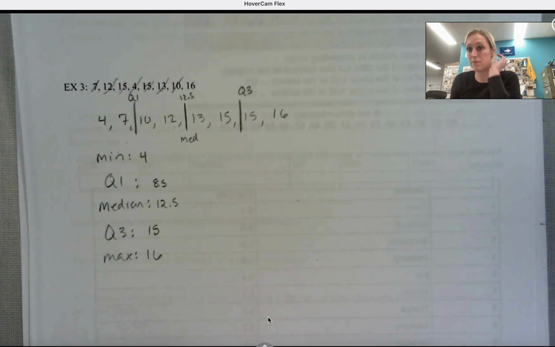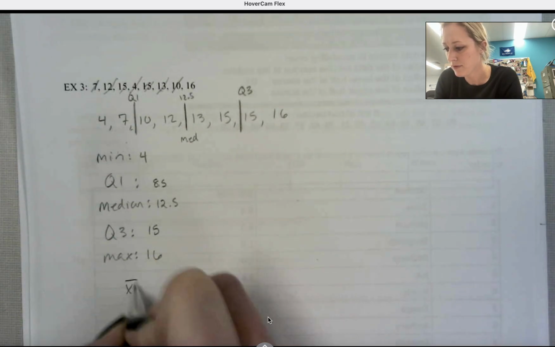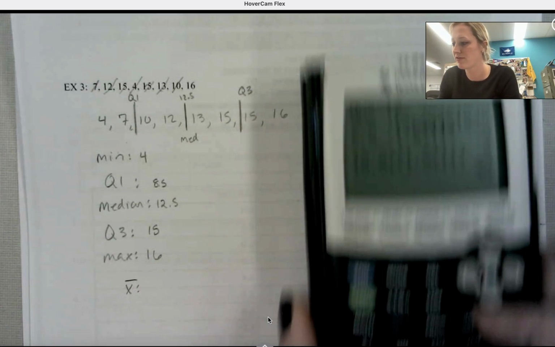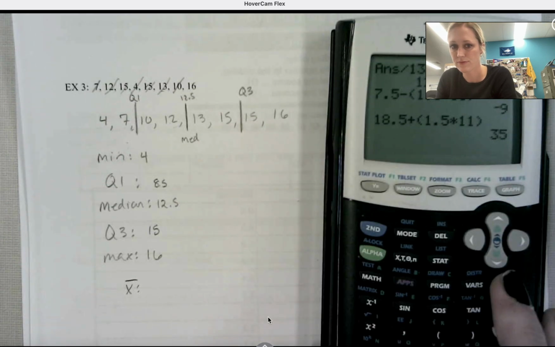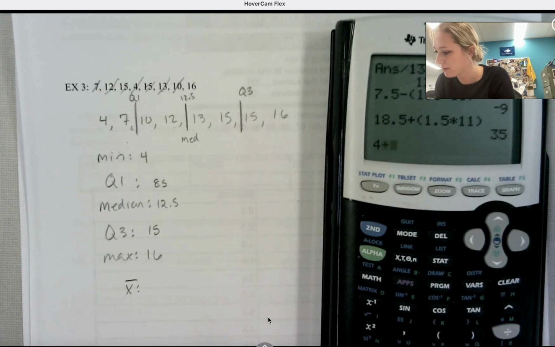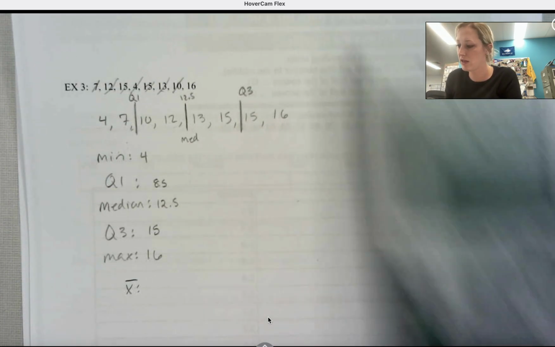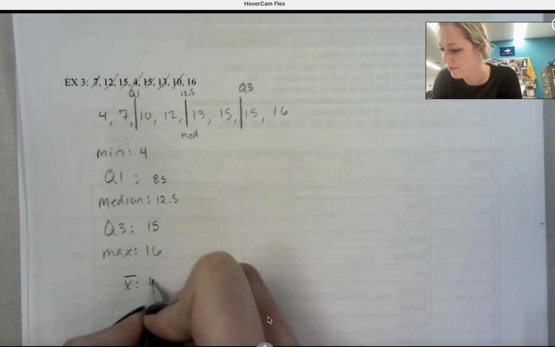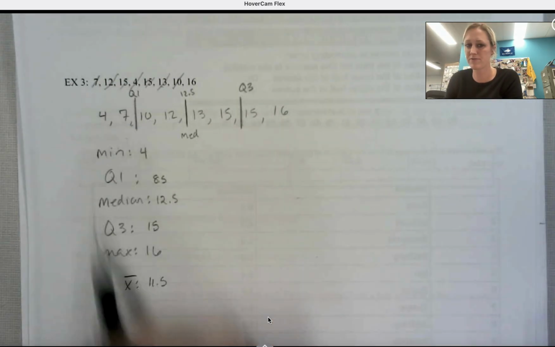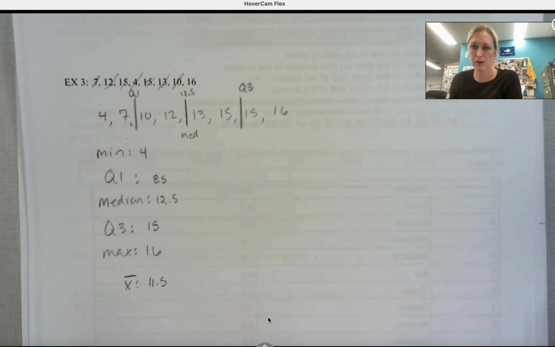Okay, mean, right? Add all these numbers and then divide by 8. So we've got 4 plus 7, 10, 12, 13, 15, 15, 16. And then we had 8 of them. So my mean is 11.5. Okay, so there's my 5-number summary and my mean.